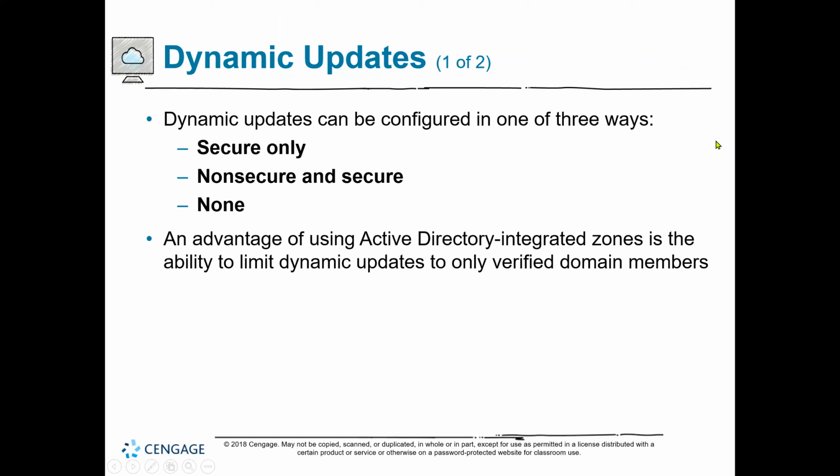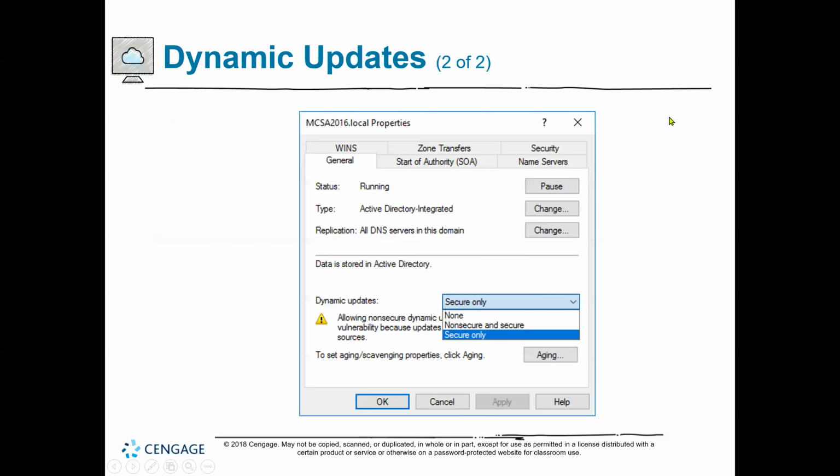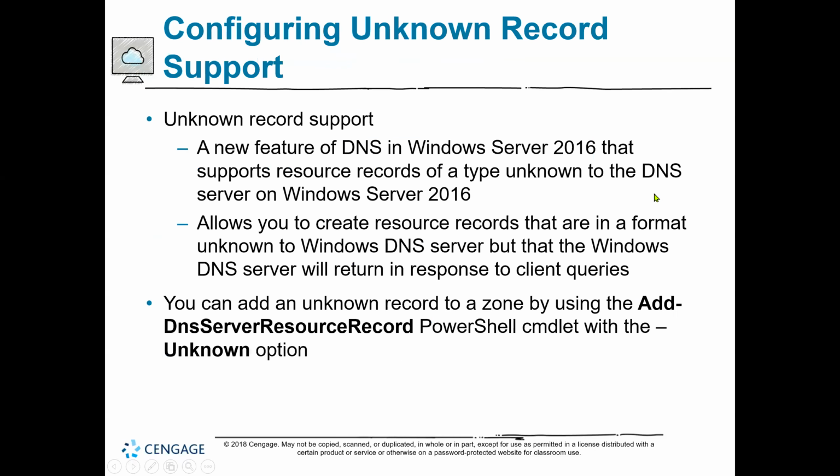Dynamic updates. Dynamic updates can be configured in one of three ways: secure only, non-secure and secure, and none. Remember, this sounds awfully familiar, doesn't it? An advantage of using Active Directory integrated zones is the ability to limit dynamic updates to only verified domain members. So you can see here, dynamic updates have your nice little drop-down box, and then you can also set aging and scavenging properties under aging there.